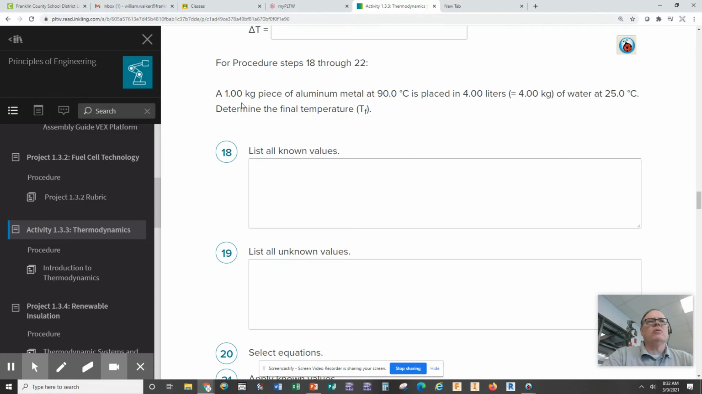They're telling you a 1 kilogram piece of aluminum metal at 90 degrees Celsius is placed in 4 liters, or 4 kilograms, of water at 25 degrees Celsius. Find the final temperature, TF.